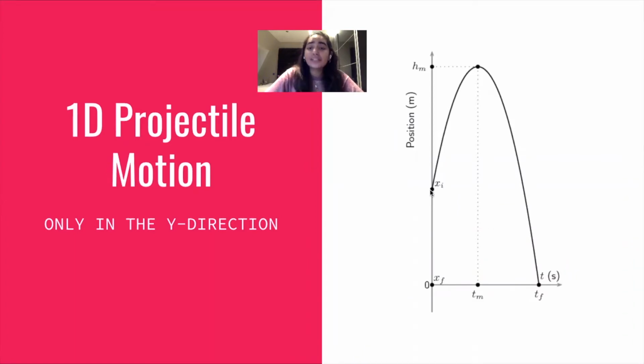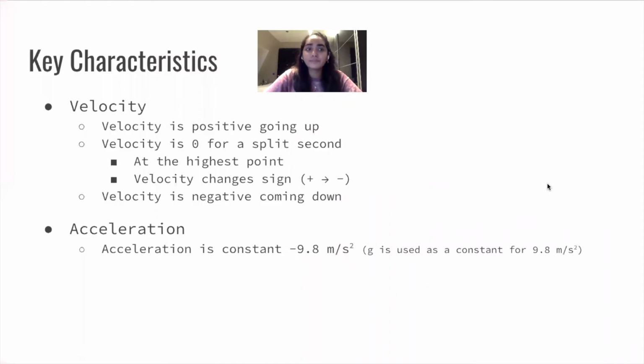And here, this is the graph that's really helpful when we talk about these sort of problems because you can actually visualize the y position. You begin at x1 here, increase to your maximum height, and come right back down. The key characteristics for this: one, velocity. As the object goes upwards, you have a positive velocity. Coming down, it's a negative velocity.